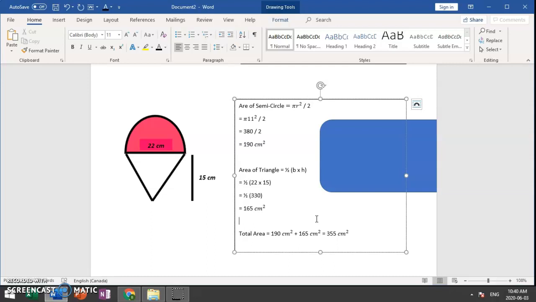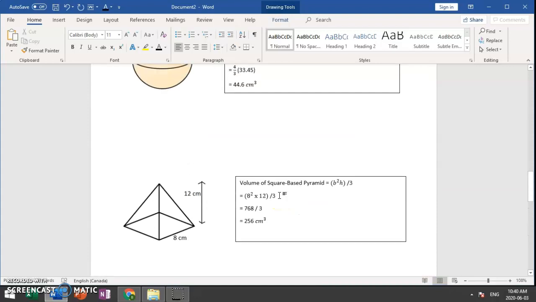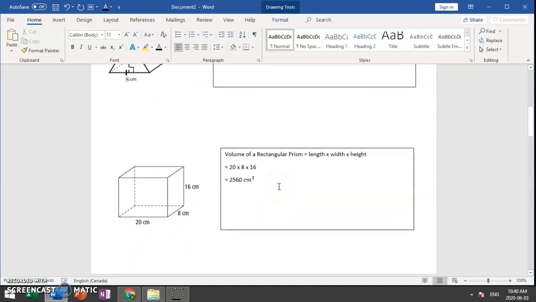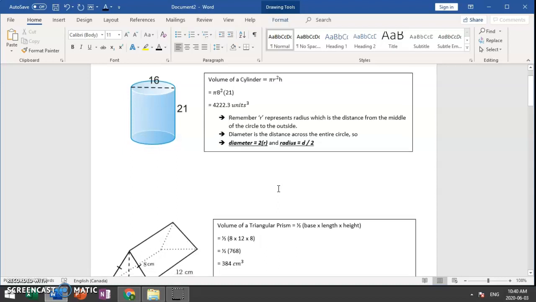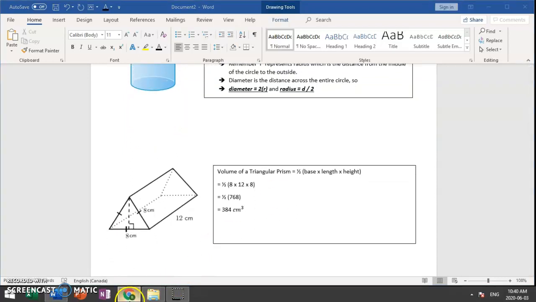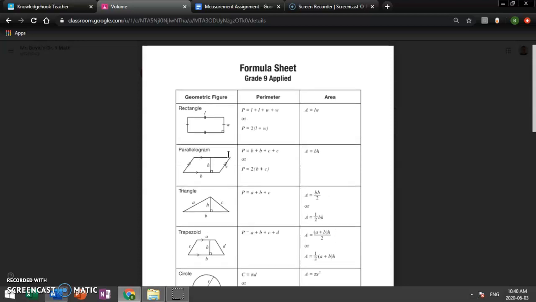This is going to be how you find volume of all the shapes I might ask you. So pyramids, spheres, cones, rectangular prisms, triangular prisms, and cylinders. These are the kind of questions I might ask, and here's an example you're going to have for how to do all of them. And you're also going to always have access to this equation sheet. So just know what equation to use and plug the numbers in accordingly.